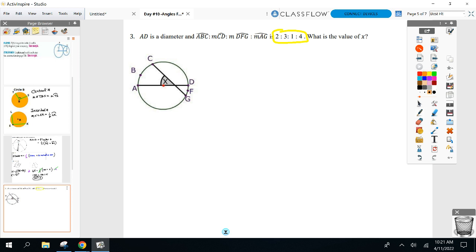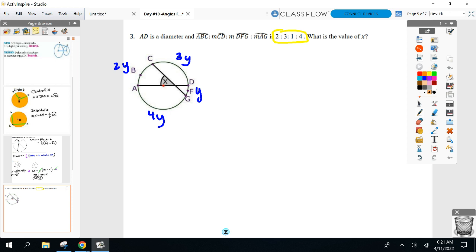But is everyone all right if I don't use the variable x because my angle is x? I'm going to use a different variable. Where I see arc ABC, I'm just not going to put a 2 here. Let's put a 2y. Usually I'd put an x with it, but the angle I'm looking for is x, so I don't want to double up there. What am I going to put at CD? 3y. What am I going to put at DFG? 1y. And then finally at AG? 4y.